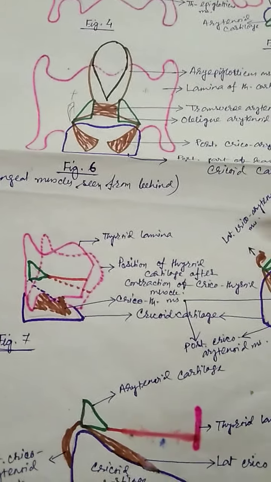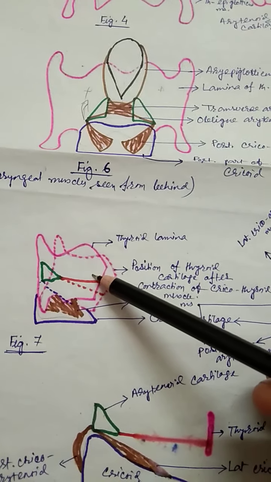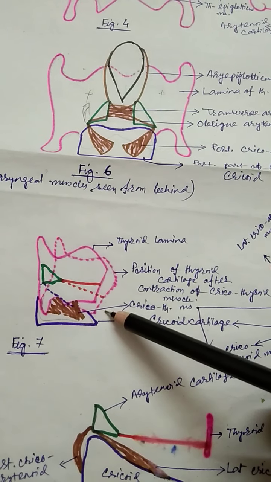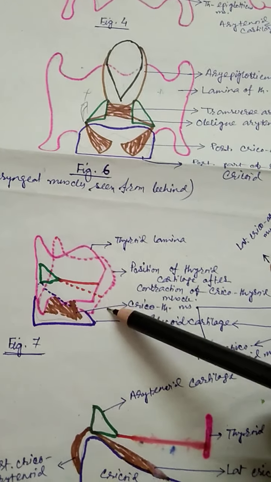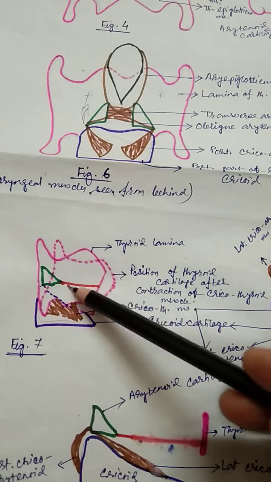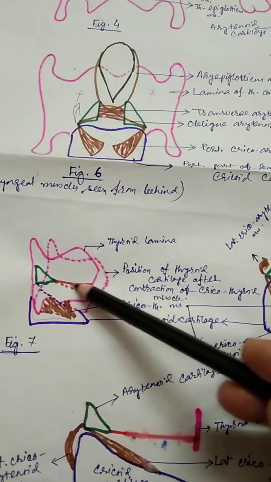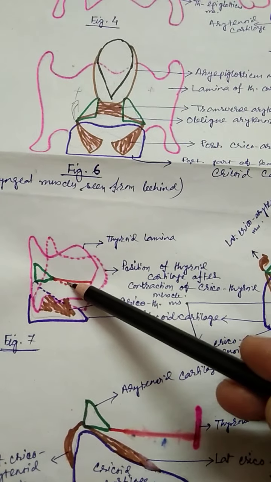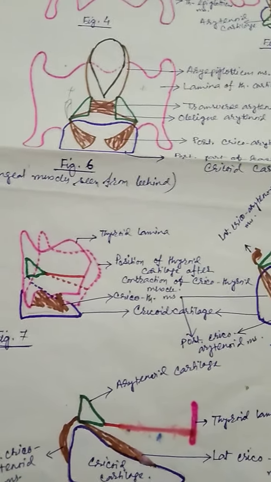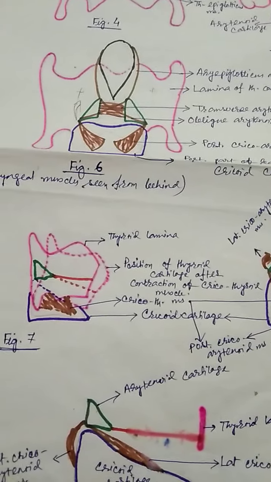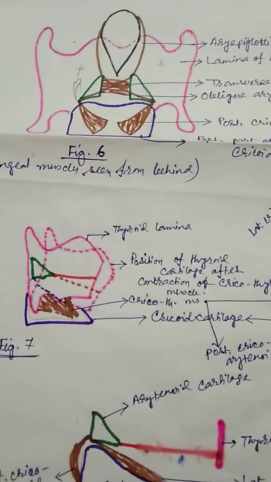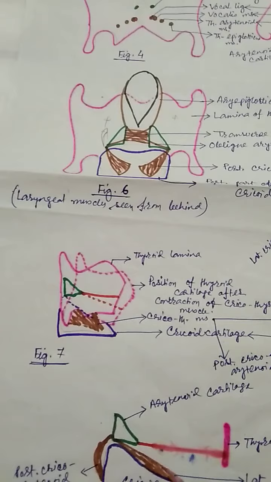So if the thyroid cartilage descends downward and forward, the vocal fold will become tense. So the tensors of the vocal fold are, one muscle vocalis and another muscle cricothyroid. So it is very important.